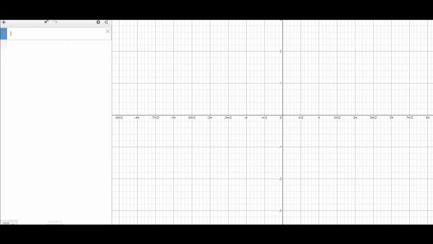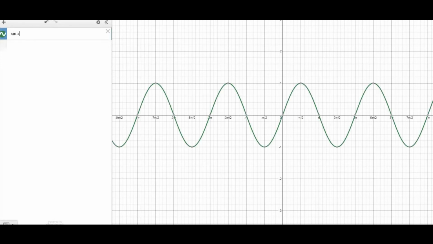If you want to graph sine x, as you see here, sine 0 is going to be 0. It starts from here, and sine pi over 2 is going to go up to 1. Sine pi is going to be 0. Sine 3 pi over 2 is going to be negative 1, and sine 2 pi is going to be 0. So here we have one full cycle, and the period is 2 pi because we have one full cycle in 2 pi.